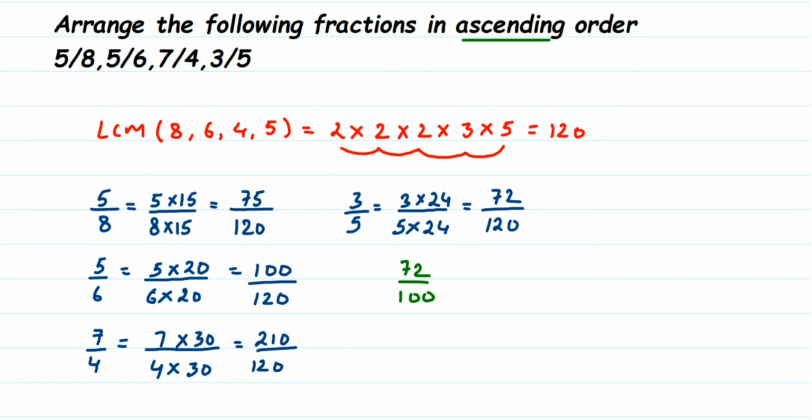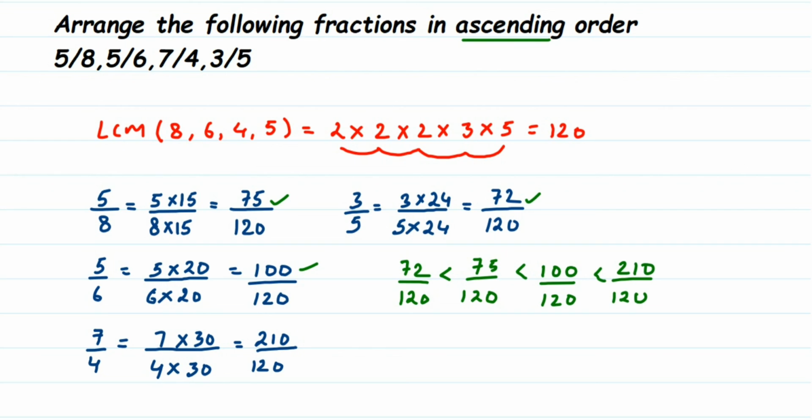After 72 we have 75. It's 72 by 120, I had written 100 by mistake. The next one is 75 by 120. And after 75, what's the next one? It's 100, so it is 100 by 120, and the last one is 210, so 210 by 120. These are the numbers which we have converted, actually equivalent fractions with the denominator 120.